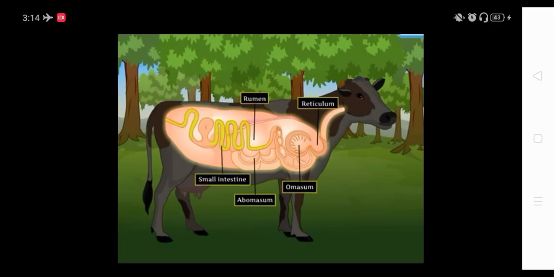And from the abomasum it goes to the small intestine where absorption of food takes place, and then the cecum. In the cecum, the bacteria present help in the digestion of cellulose, and from there the food goes to the large intestine and it is removed from the body through the anus. So in cows also, what is happening? Ingestion, digestion, absorption of food, assimilation of food, and then egestion of food. So like humans, the nutrition here is also holozoic.